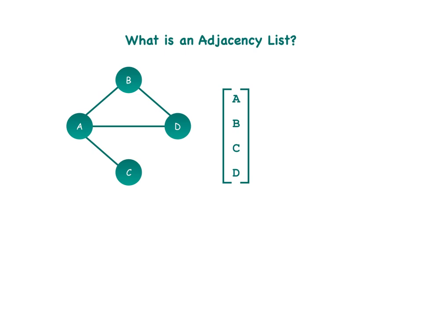Now, what kind of array is this, you ask? It is an array of linked lists. Right? And the linked list for A will store all vertices that are adjacent to A. The linked list for B will store all vertices adjacent to B. The linked list for C will store all vertices adjacent to C. And the linked list for D will store all vertices adjacent to D.